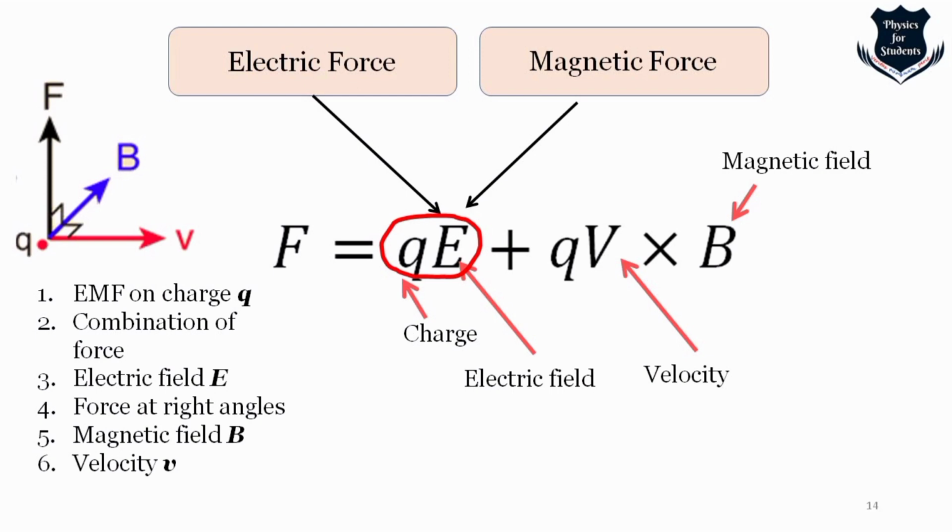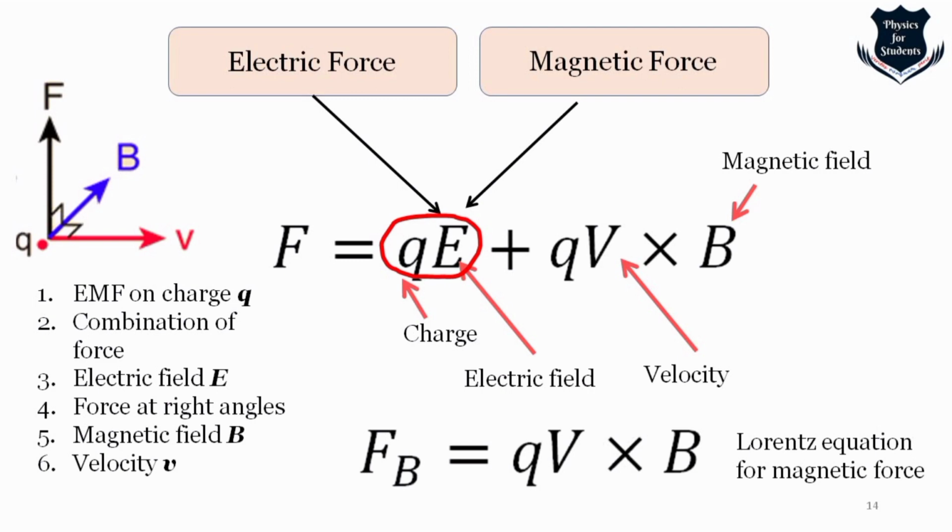So EMF, electromagnetic force on charge Q, is a combination of the electric field E, and a force at right angles to the magnetic field B and velocity V. So now what we can do is write it this way. Here, this is the Lorentz equation for magnetic force.